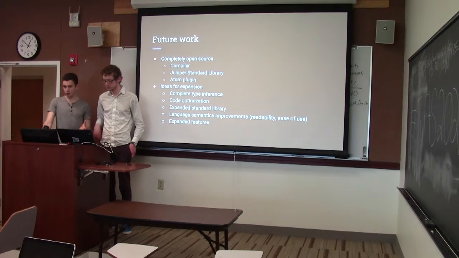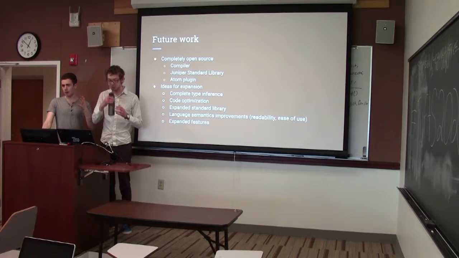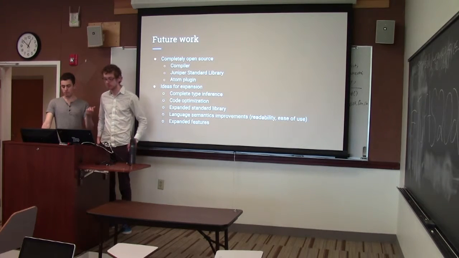Because the entire project is open source, the compiler, the Atom plugin, the Juniper standard library that we built around the language, anybody can really pick it up and build on it however they want. Some ideas we have for how it can be built on in the future include building a complete type inference system. There is some little type inference here and there in our type checker, but not to a complete extent, and that would really make the code look a lot better, so we didn't have to have those little carrots and have those types as much.